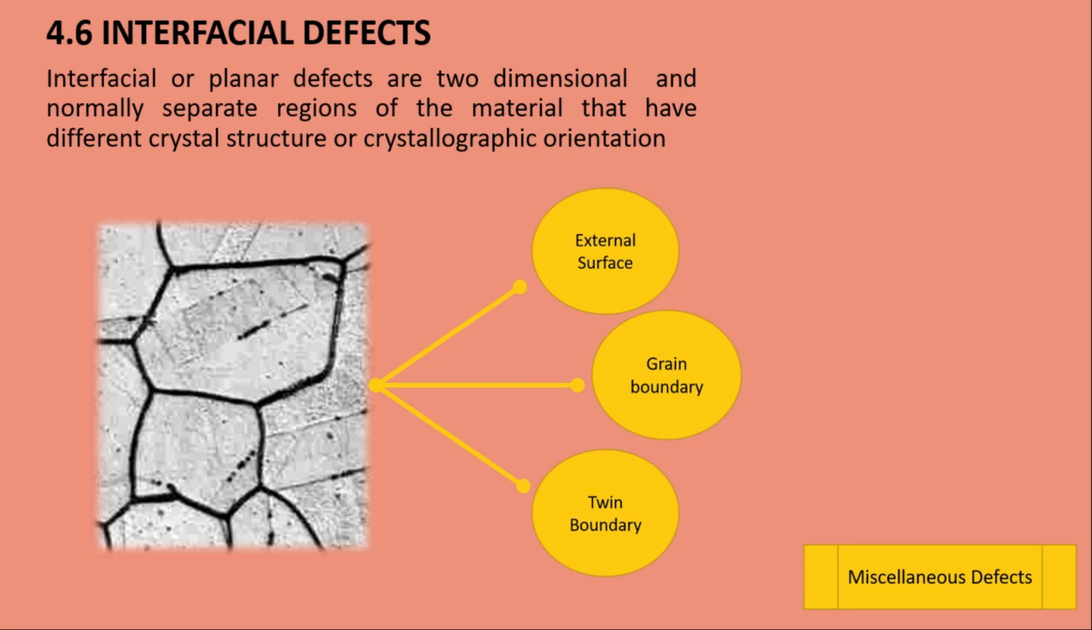They are called interfacial or planar defects, and they are normally separate regions within the material that have either a different crystal structure or a different crystallographic orientation. So both are possibilities. Means in the same material we have different planar defects that have either a different crystal structure or a different crystallographic orientation. Starting with the first defect, we have four different types: the external surface defect, grain boundary defect, twin boundary defect, and twin boundaries you can say are a sub part of the grain boundary. It is linked to that one, and we have some miscellaneous defects.